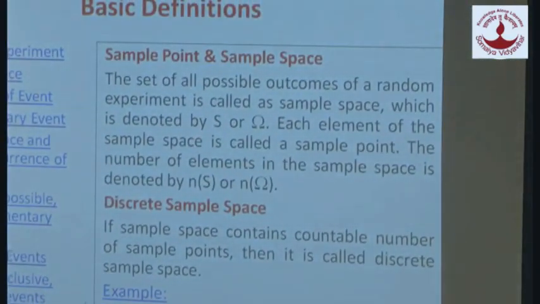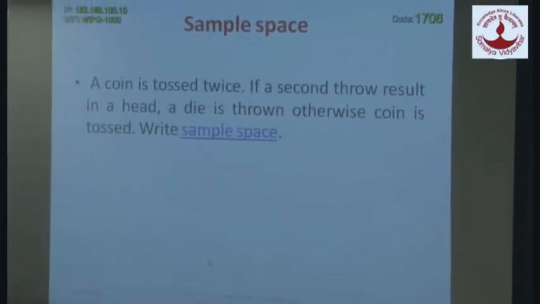Okay. Here one more example is there, if you want to go through that. It's a slightly different example. A coin is tossed twice. If the second toss results in a head, a die is thrown. Otherwise, a coin is tossed. Write the sample space. Have you understood this?